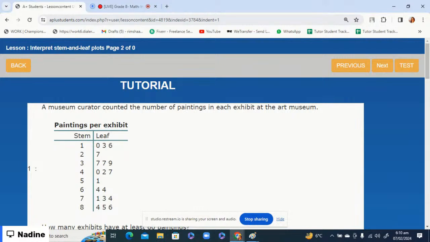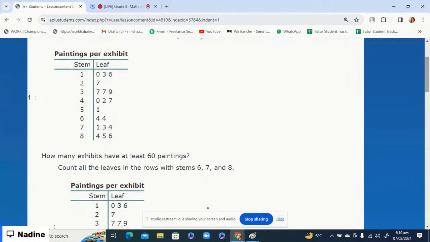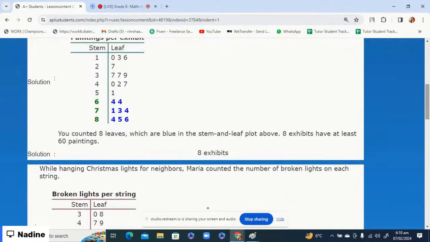A museum writer counted the number of paintings in each exhibit at the art museum. Paintings per exhibit are given, with the stems and the leaves. How many exhibits have at least 60 paintings? We count all the leaves in the rows with the stems 6, 7 and 8. At least 60 means all the numbers greater than 60 are also included. So we check the stem of 6, as well as 7 and 8. Let's count all of it.